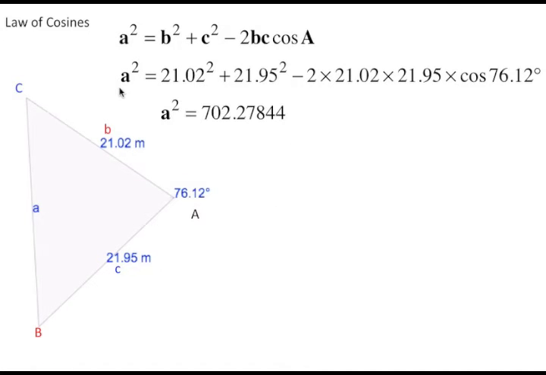So we end up getting A squared is equal to B squared, and B squared is 21.02 squared, plus C squared, and C is 21.95, so 21.95 squared, minus 2 times B, 21.02, times C, 21.95, times cosine of A, and A is 76.12. All right, so it's handy dandy calculator time.